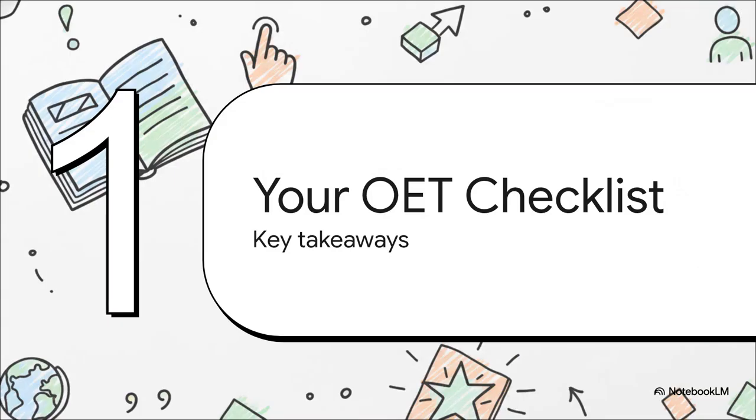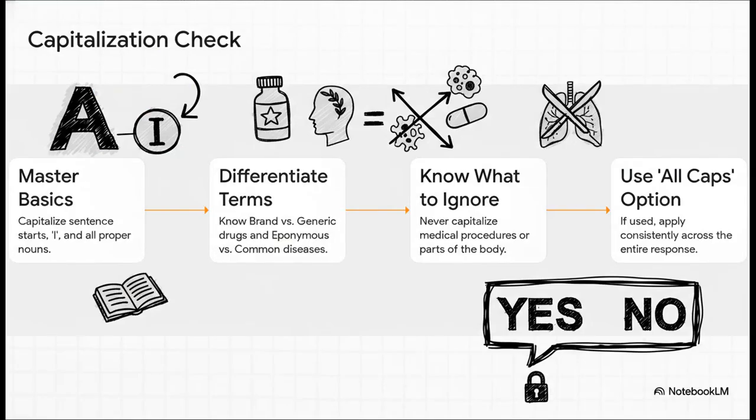Okay, let's wrap this all up. We've covered the rules, we've covered the big all-caps strategy. Now let's put it all into a super simple checklist for you to take away for exam day. Here it is, your 4-step plan. 1. Nail the basics. Start of a sentence, the word I, proper nouns. Get those right every time.